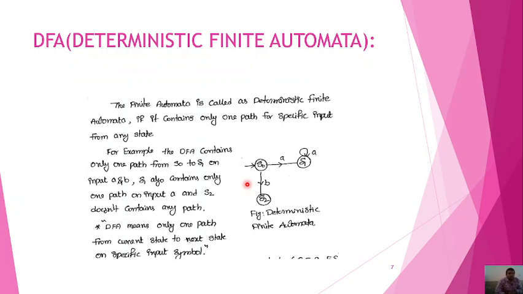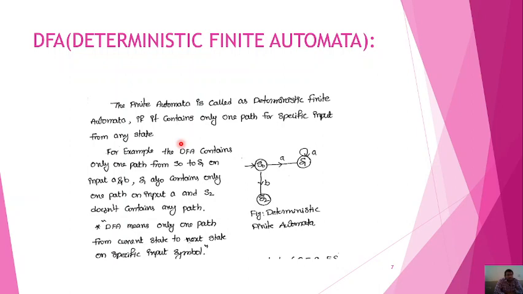Now we know what is meant by deterministic finite automata. Just now we observed there are two types of finite automata: deterministic finite automata and non-deterministic finite automata. When we say that a particular finite automata is deterministic, it means that the automata contains only one path for a specific input from any state.